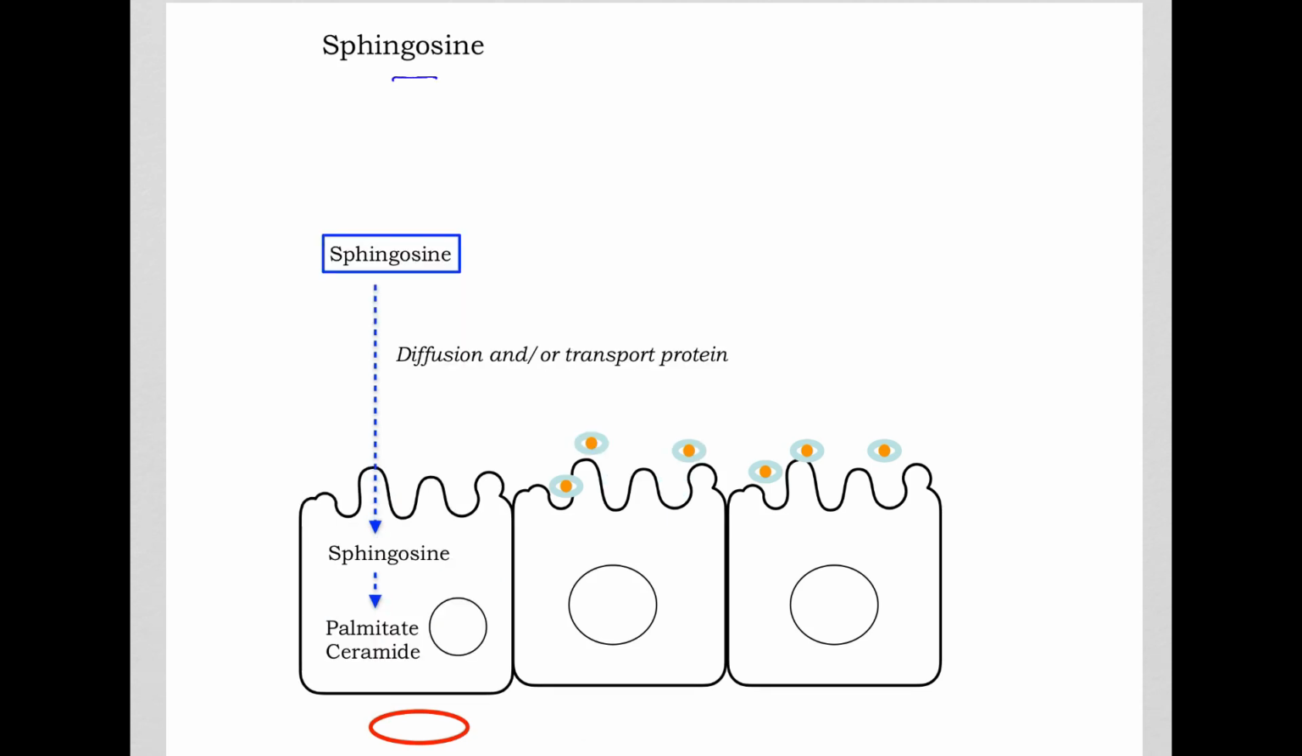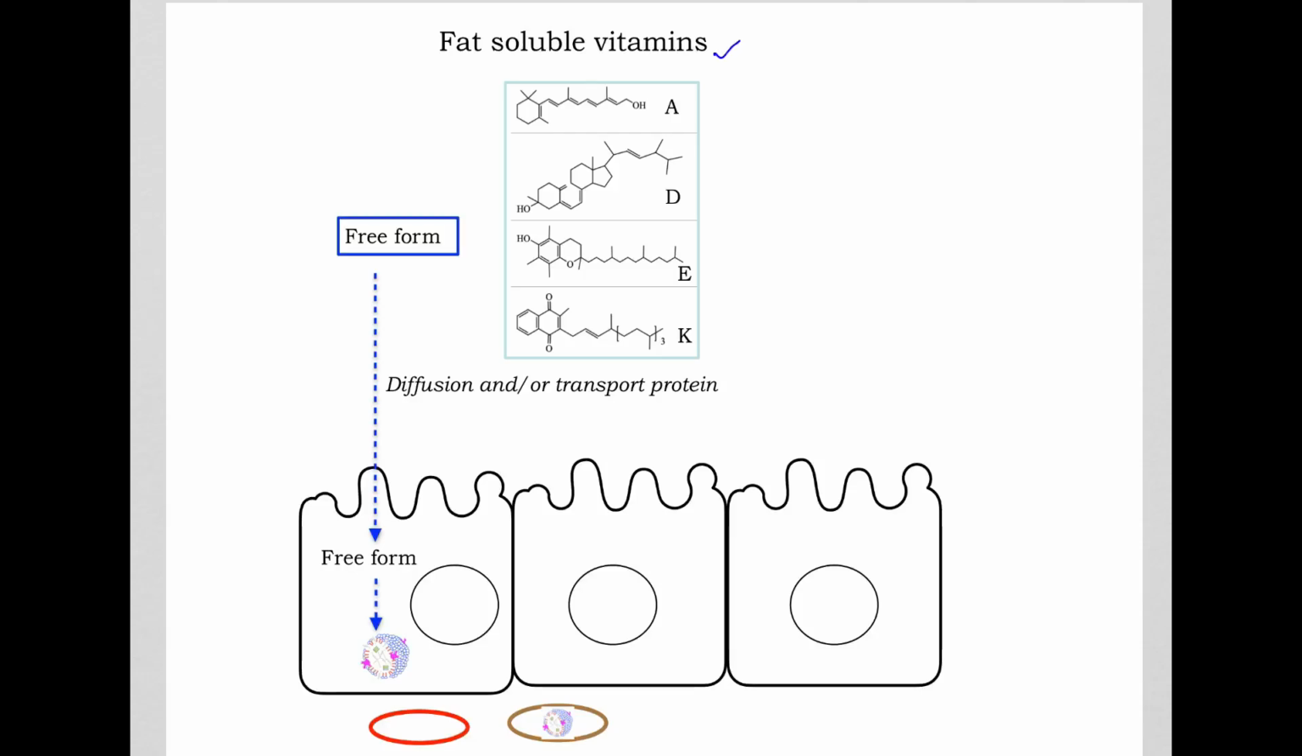Sphingosine is taken up either by diffusion or some sort of transport protein, and once in the cytoplasm is converted either to the fatty acid palmitic acid as well as the lipid ceramide. The fat-soluble vitamins A, D, E, K enter either by diffusion or by some transport protein, and once they enter the cytoplasm, they are packaged into chylomicrons, and these chylomicrons are sent out into the lacteal vessels.